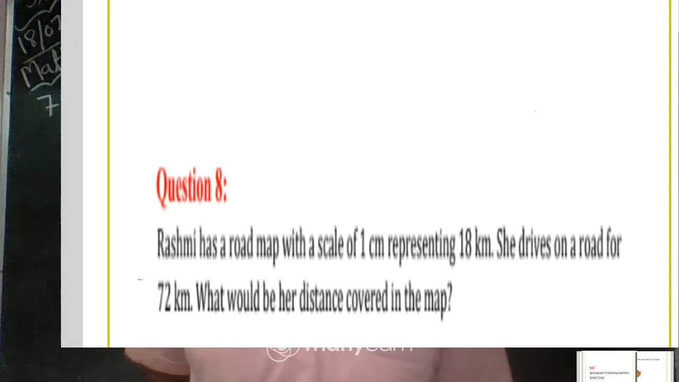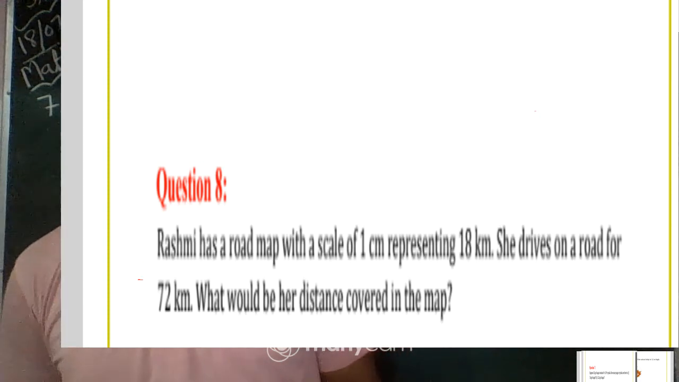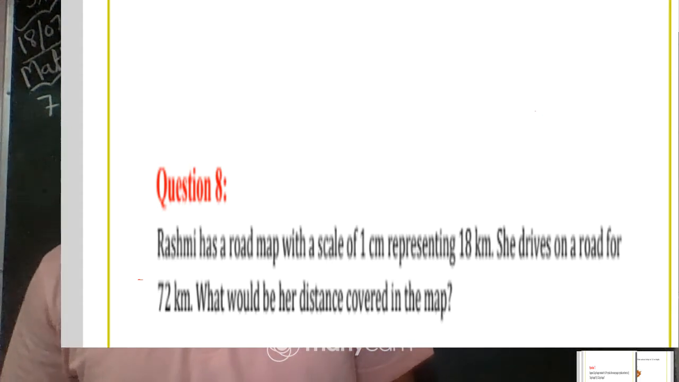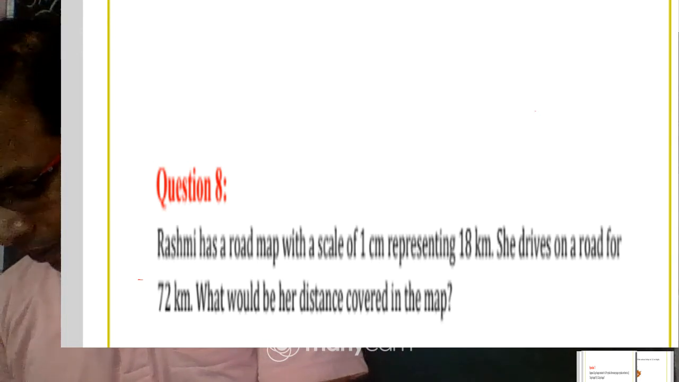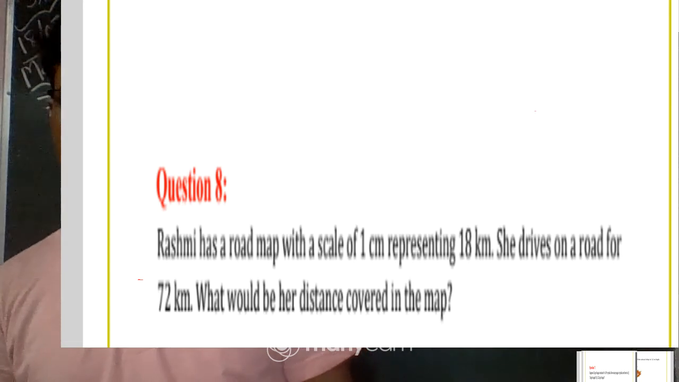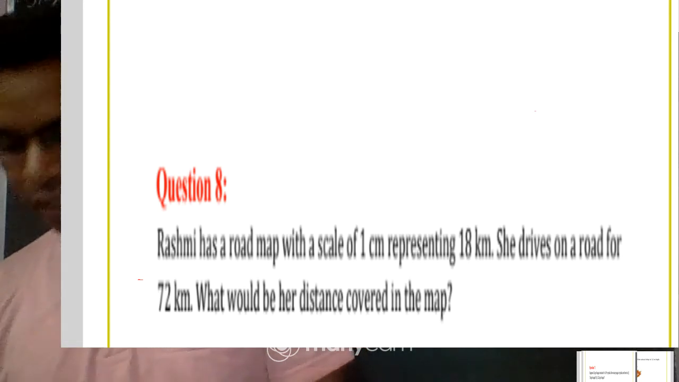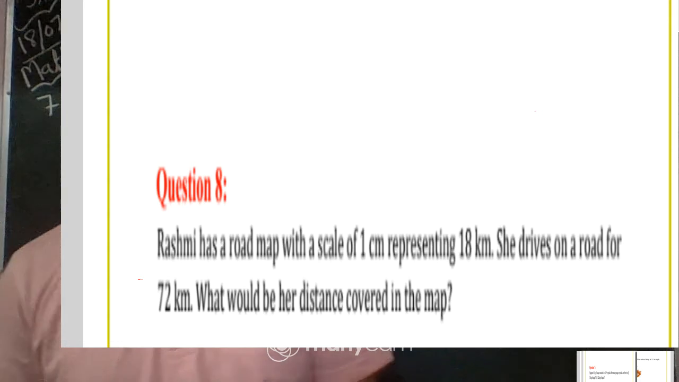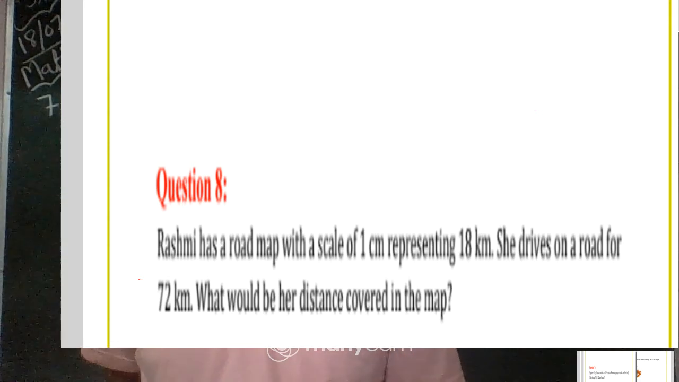Okay, so here it is given that 1 centimeter in the map is an actual distance of 18 kilometers. So Rashmi drives 72 kilometers. So what is represented in the map scale? How many centimeters? Okay, so we let the distance covered in the map be x. But here you can see 1 centimeter distance in the map, the actual distance is 18 kilometers.